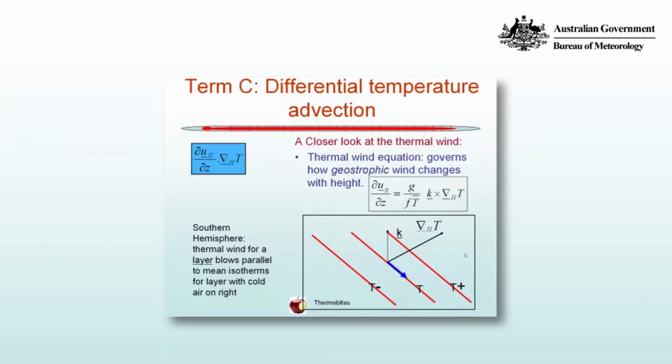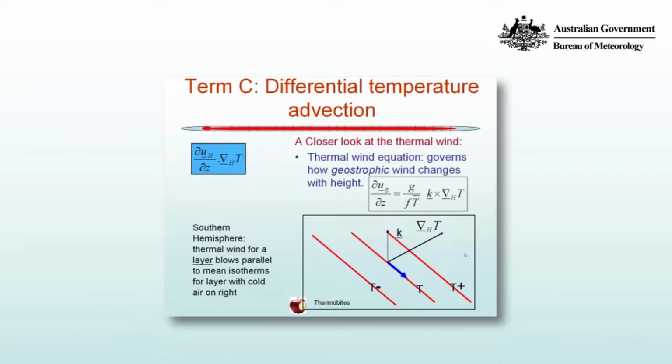So let's look at this in a little bit more detail, this term du/dz dot grad_h of T. We can write an equation for the vertical wind shear of the geostrophic wind, remembering that the geostrophic wind is the balanced wind where there's a force balance between the pressure gradient force and the Coriolis force. This wind shear is known as the thermal wind.